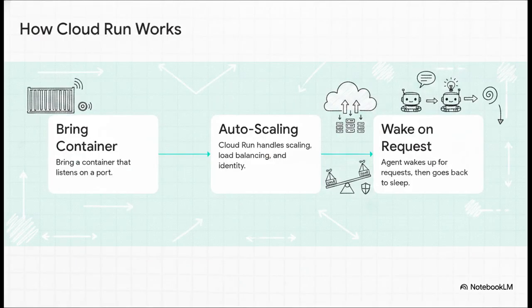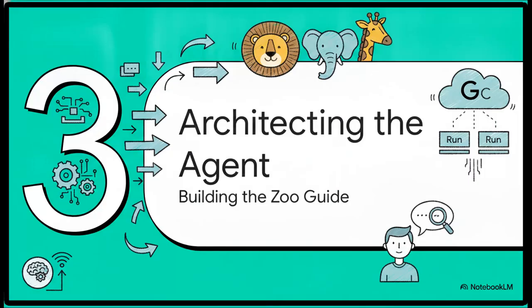Mechanically, this whole thing boils down to 3 really simple steps. Step 1. You just bring a container that is listening on a port. Step 2. Cloud Run handles all the heavy lifting for you. Scaling, load balancing, identity, and security logs. Step 3. Your AI agent literally sits quietly until someone wants to use it. It wakes up, serves the request, and goes right back to sleep. For AI agents, which can sometimes be pretty resource-heavy and expensive to run continuously, this on-demand architecture is a total game changer.